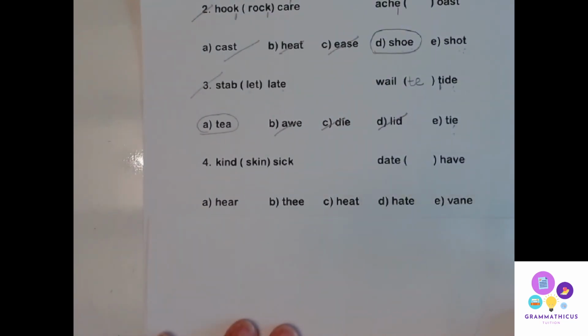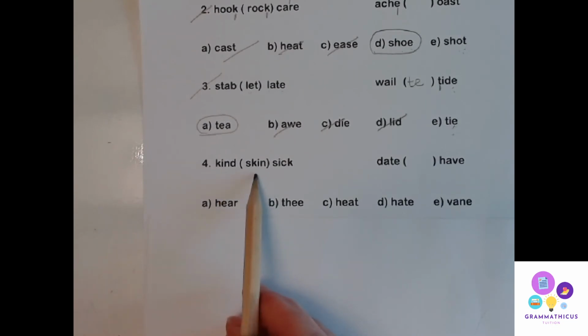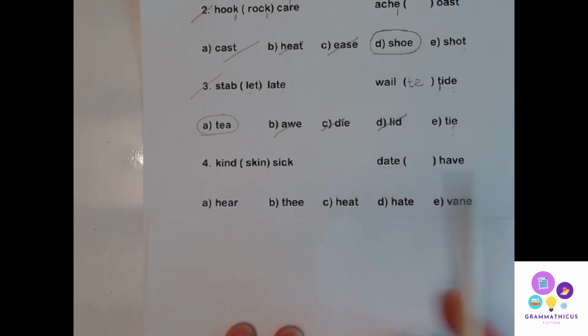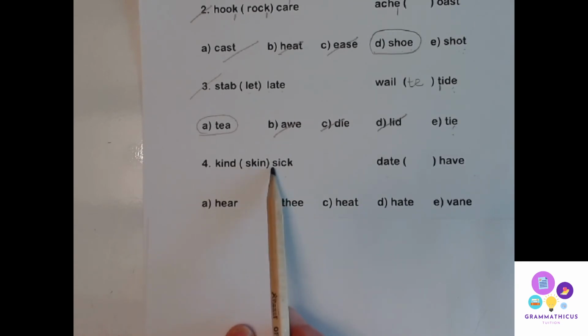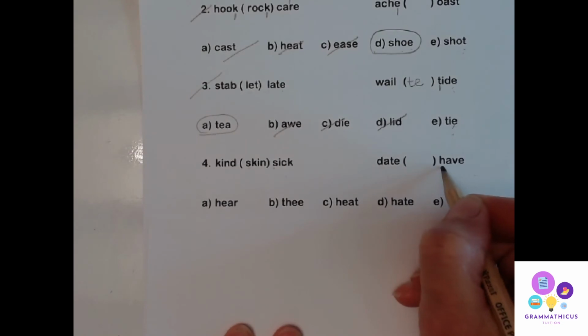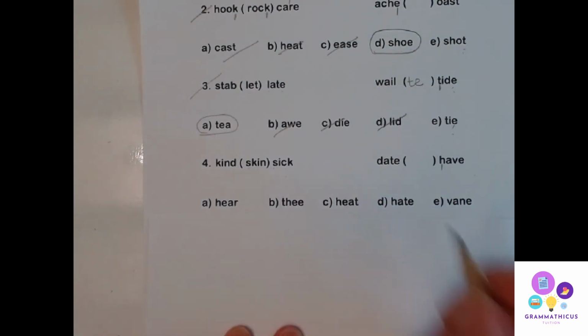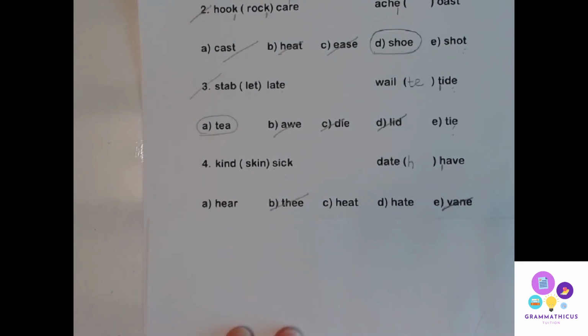Okay, final question that we're going to have a look at today. So we've got kind, skin and sick, date and have. So we're looking for an S to start with because that's our first letter of the word that we're constructing. The S has come from the first letter of the second word. So I'm going to go to the same position over here and I can see that it's an H. So I know that I'm looking for a word that starts with an H. So I can cross out this one and this one.